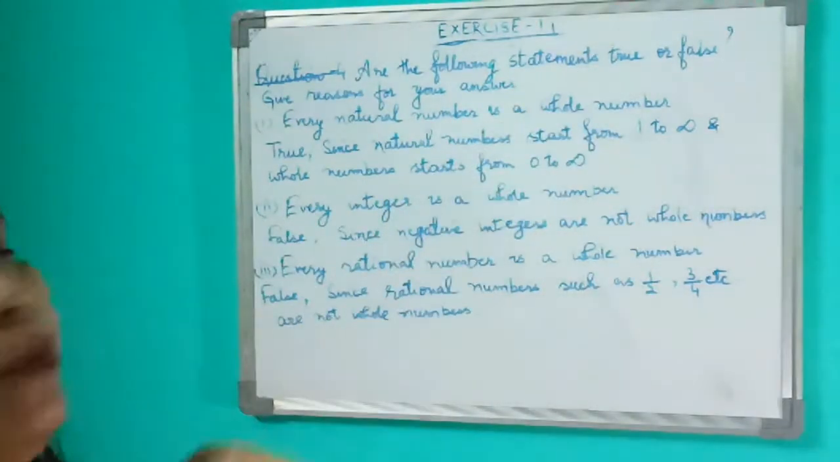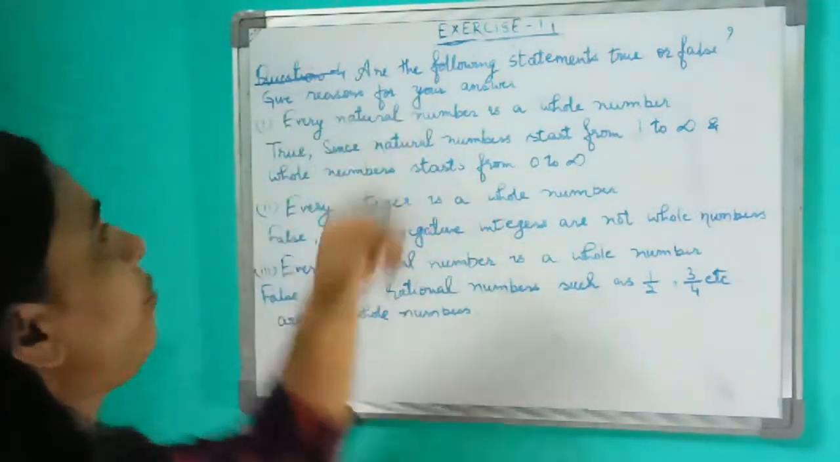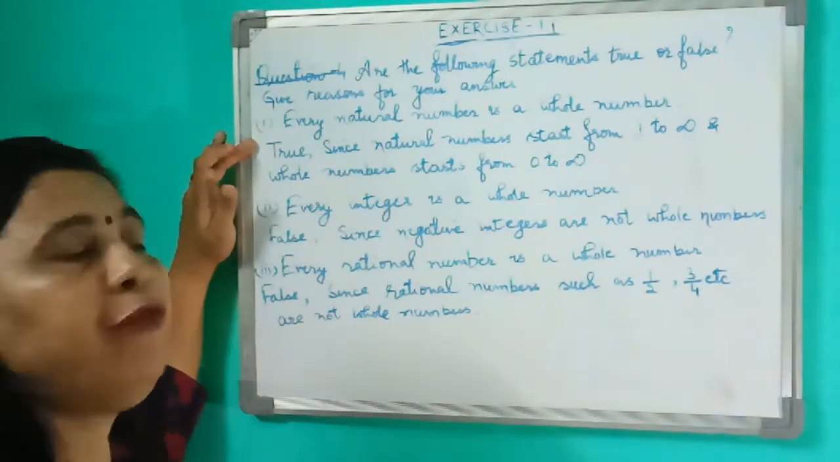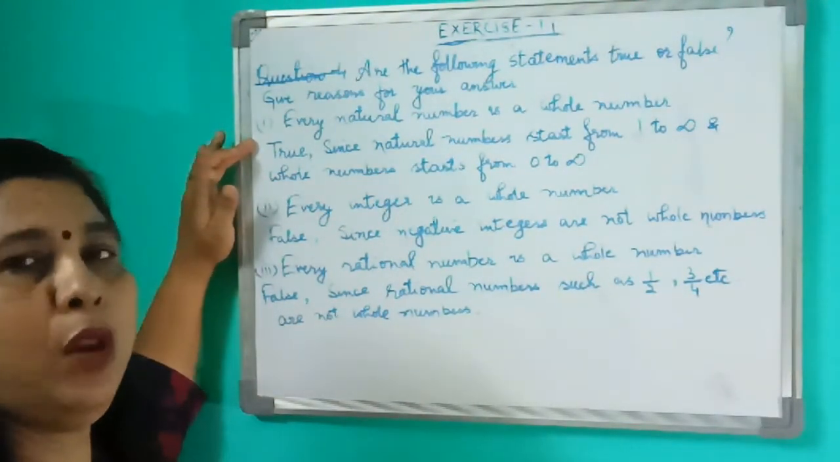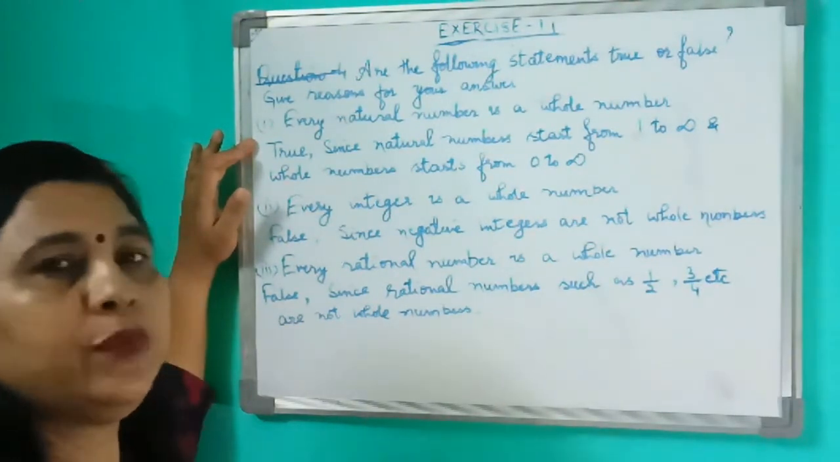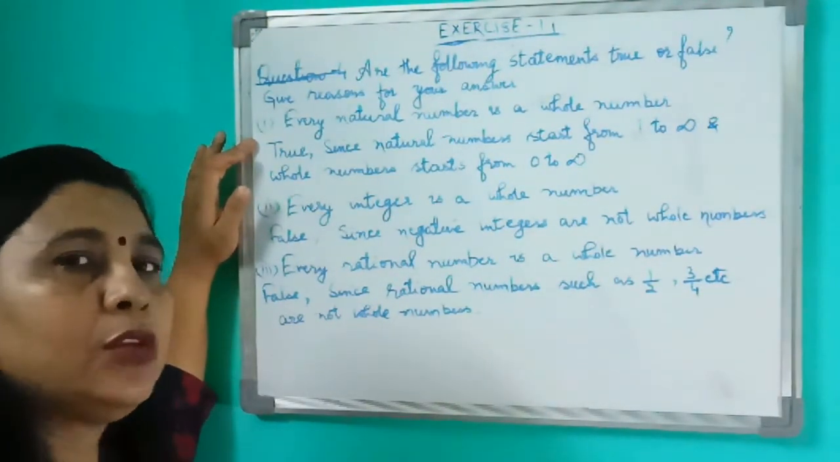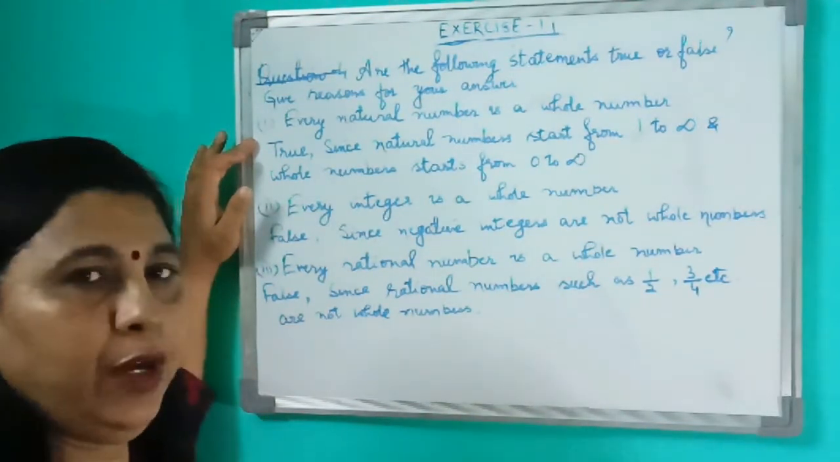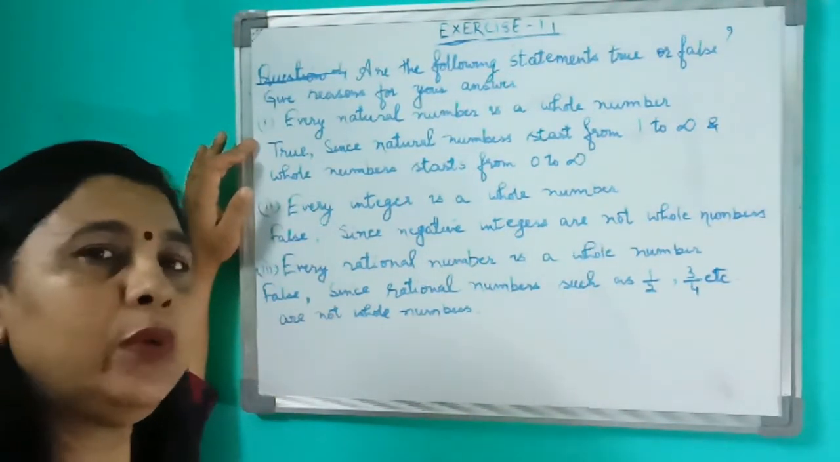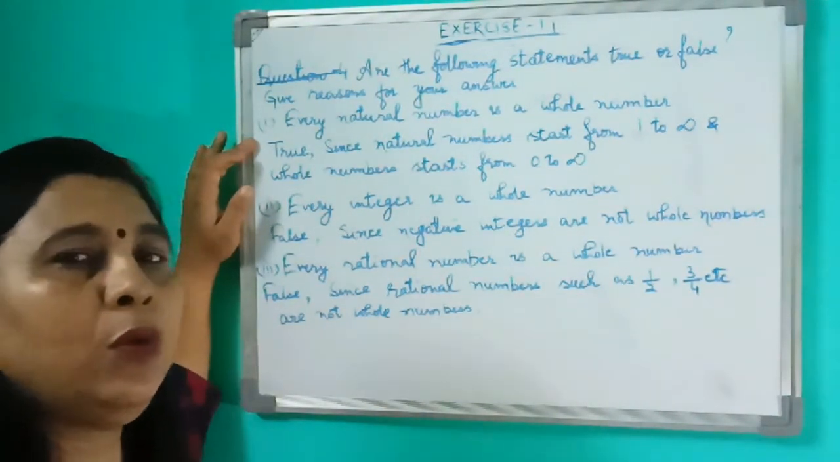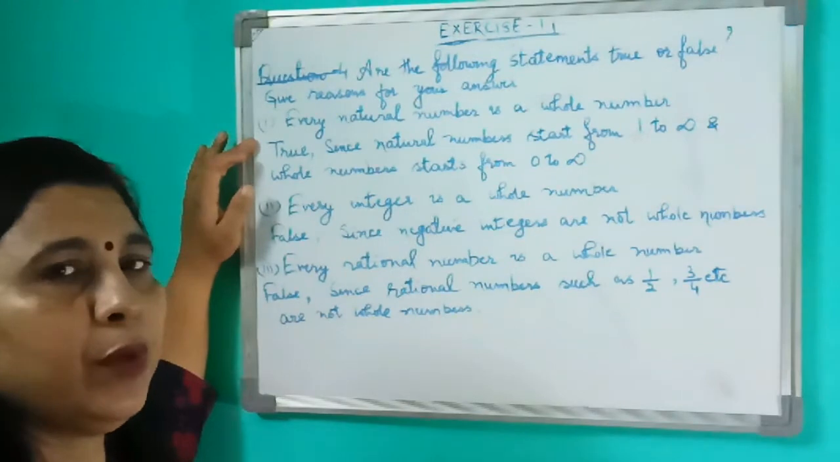Question number 4. Are the following statements true or false? And we have to give reasons for our answers also. The first statement is every natural number is a whole number. We have learned the natural numbers are the numbers which are starting from 1 and they are endless, means 1 to infinity, and whole numbers are the ones which start from 0, and they also go up to infinity.